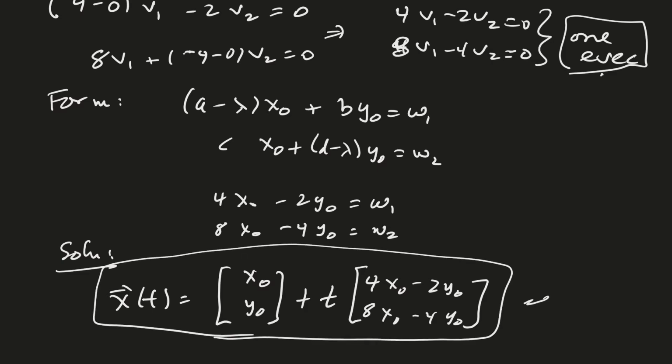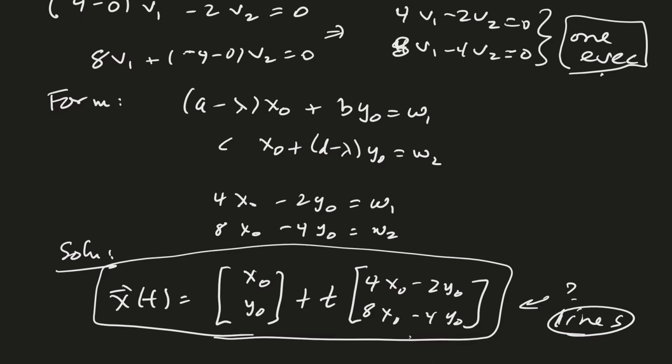By the way, what does this solution look like? If you were to plot this, this is a straight line in the plane. So our solutions are very different in this situation. We don't have an exponential function, so our solutions are lines. So this was kind of a special case.